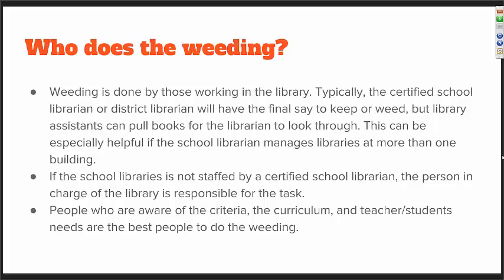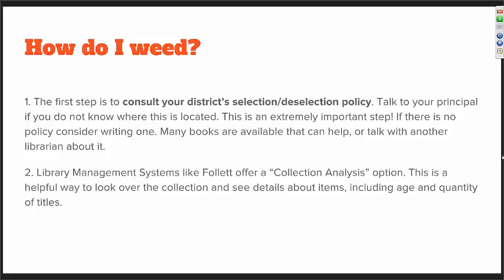This will also go back to the selection and deselection policy that your district should have in place. How do I weed? The first step is to consult that policy. If you don't know where that policy is, you need to talk to your principal and find out. A lot of times it's posted on the district webpage under policies. Sometimes it's a long policy, sometimes it's a brief paragraph of maybe 4 sentences. But it is extremely important to know what the district's selection and deselection policy is. If somebody has an issue with the weeding, then it's really important to have your district's policy at hand.